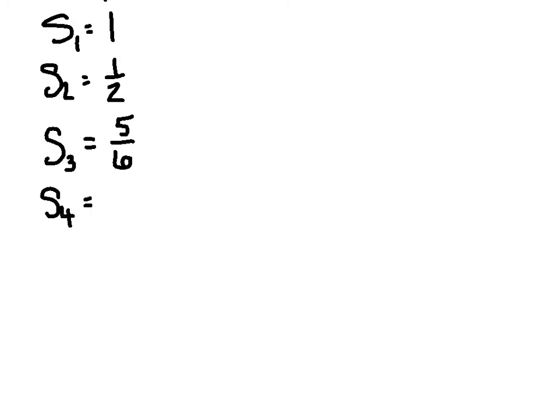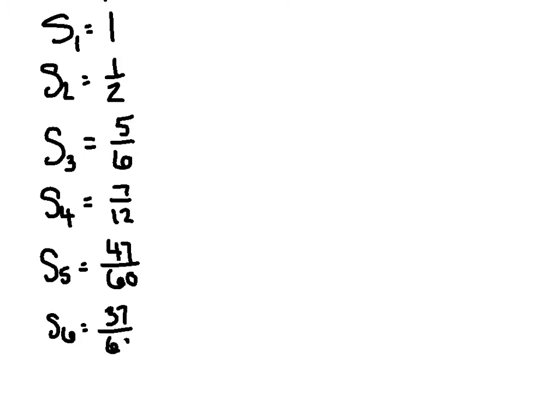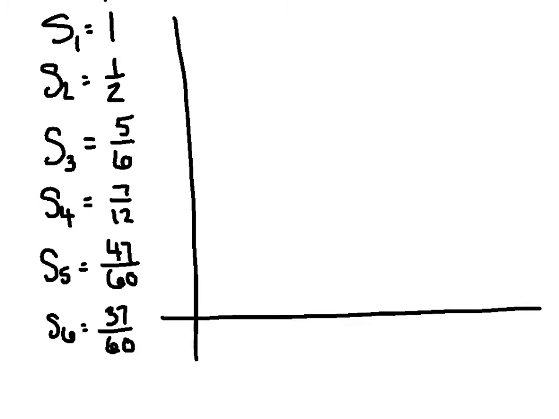S sub 4 is the sum of the first 4 terms. I came up with 7/12. And you notice that's just a smidge bigger than 1/2. S sub 5, I ended up with 47/60, just a little less than 1. S sub 6, I came up with 37/60. We could have kept going on and on, but I was content at that point. And here's what the graph looks like. N equals 1, 2, 3, 4, 5, and 6.